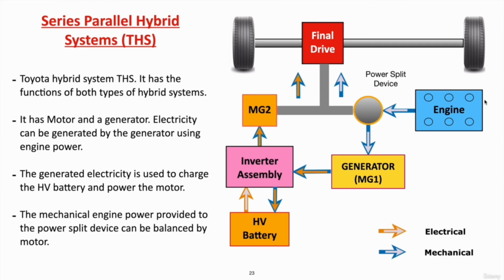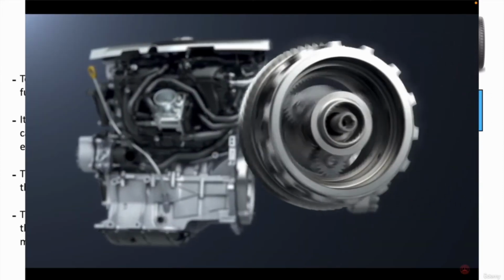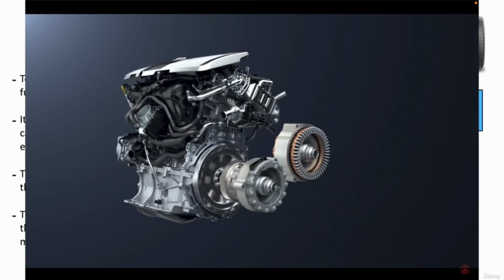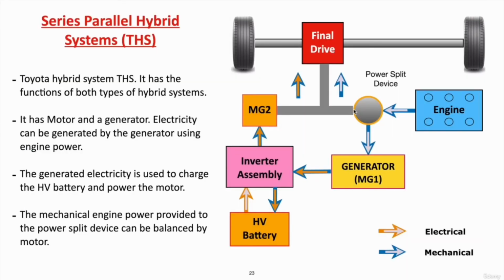So let's discuss. The engine produces mechanical energy which is passed to the power split device. This is the ECU, which decides whether to pass this power to the wheels or to the generator. If we are accelerating, the power split device will pass maximum energy to the wheels. While we are in cruising mode or driving slowly, the power split device will transfer maximum energy to the generator to charge the battery.